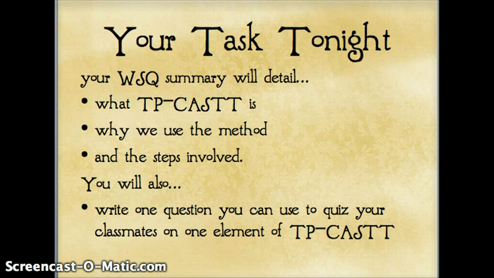In addition, you're going to write one question you can use to quiz your classmates at the beginning of class tomorrow on one element of TP-CASTT you pick.